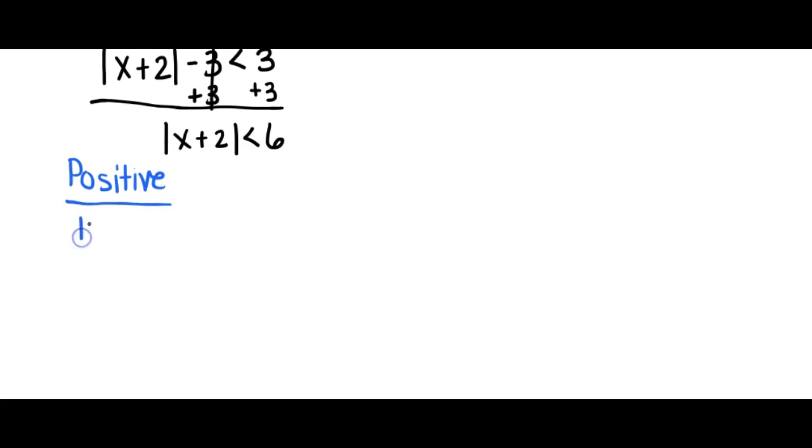So I have x plus 2 is less than a positive 6. Subtract 2 from both sides. X is less than 4. But remember, we need that and.